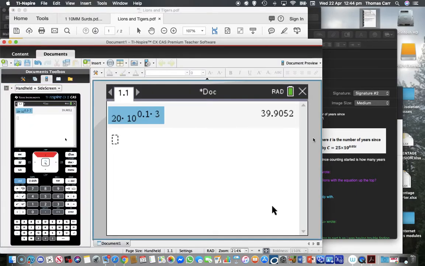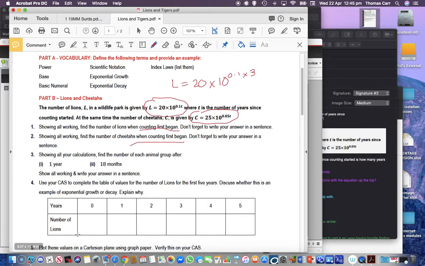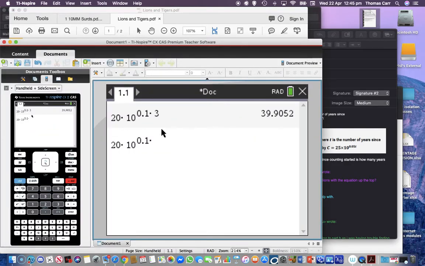I go up here, it's exactly the same formula. The only thing that changes is that this bit up here, instead of having a 3, because there were 3 years, would have to have a 0. And when I press enter, that's going to give me the answer for that bit. When I want to figure out that one, the number of years is 1. So I've got to have 0.1 times 1. I'm going to change this to a 1, and I'm going to press enter. Each time I do that, it's telling me the number of lions that will be there after that many years have gone by. That's pretty much all there is to the part that you have to do for draft 1.